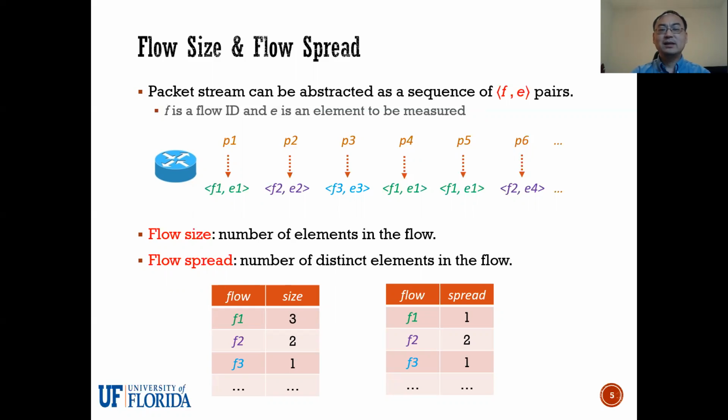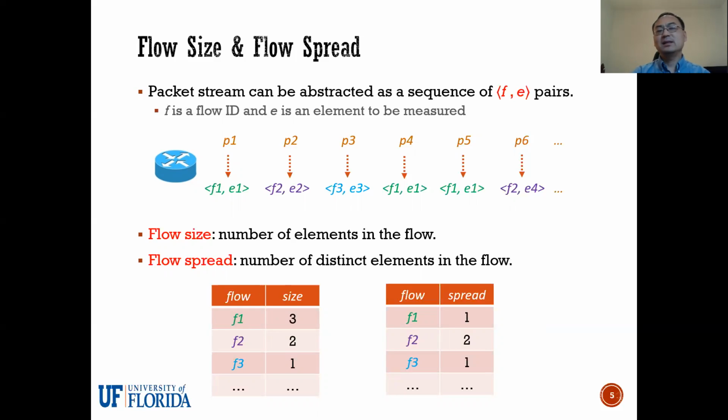The flow spread is the distinct number of destination addresses that each source has contacted. This can be used in scan detection, right? You profile how many destination addresses each source has contacted. If you contact too many, you're a scanner. In this particular example, flow source address F1 sends all its 3 packets to the same destination address E1. So its spread is 1. For F2, it has 2 packets, but they are sent to different destination addresses E2 and E4. So its spread is 2.